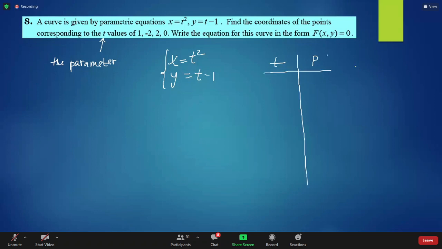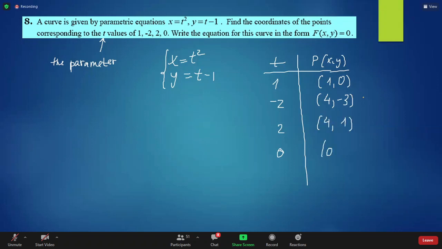So t, 1 minus 2, that's 0. If t is 1, then we have the point 1, 0. Simply putting the parameter 1 into both equations at the same time. That's imperative, that we put the same value of t in both. Minus 2, we have t squared is 4, and minus 2 minus 1, the y value is minus 3. If t is 2, we have the point 4, and 2 minus 1, 1. If t is 0, we have the point 0 and minus 1.